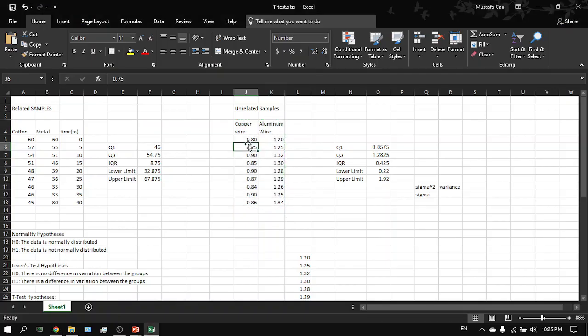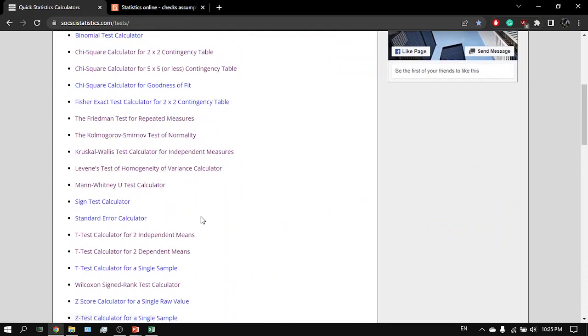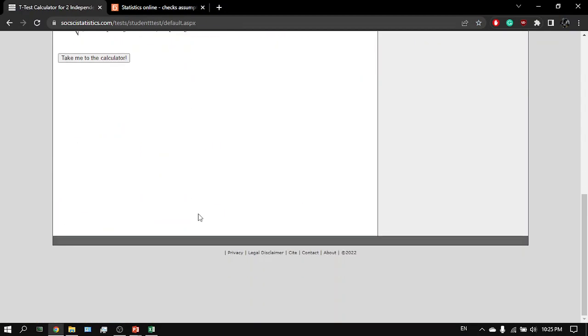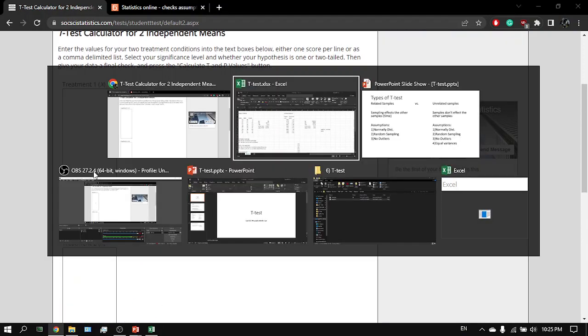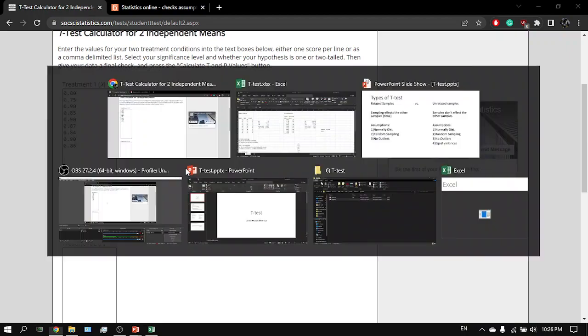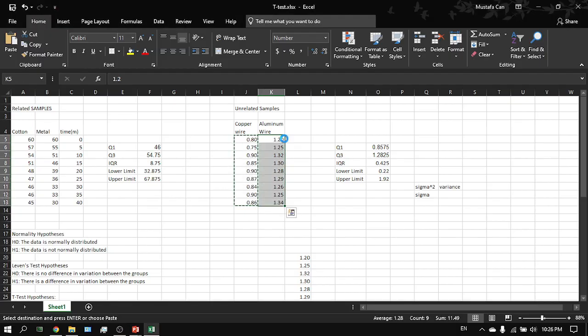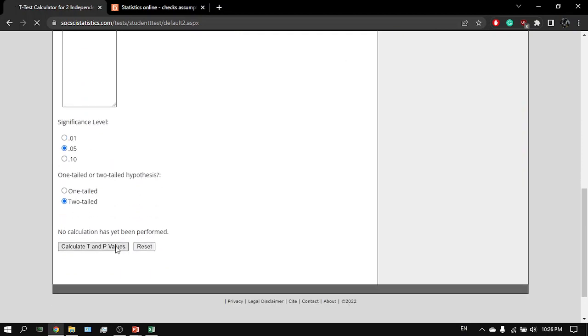Take them. No, I don't take it like this. Calculators and t-test calculator for independent means. Come to take me to the calculator. Treatment 1, treatment 2, one-tailed, two-tailed. I select two-tailed. Select here. Select them. Treatment 2. If we have any spaces, I delete them. Yes, nice. And calculate the p-value.